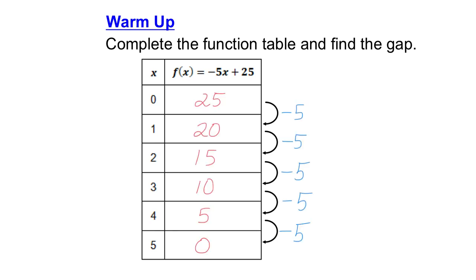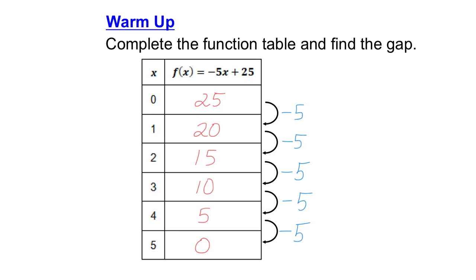Okay, hopefully you remembered how to do this. When the input is 0, replace x with 0. Do the calculation. -5 times 0 is 0, plus 25 is 25. Then we change x to 1. -5 times 1 is -5, plus 25, that's 20. Keep going, you get these numbers. As we move from one output to the next, we are decreasing by 5 every time. So the gap is -5.